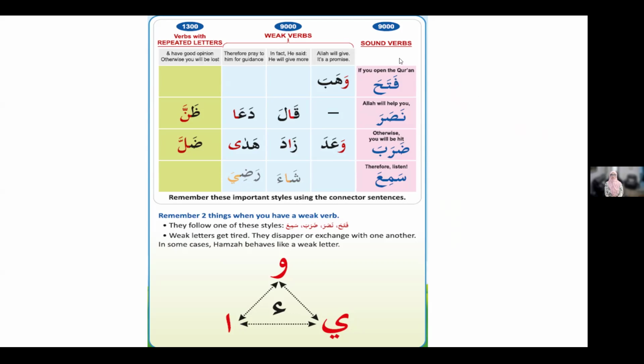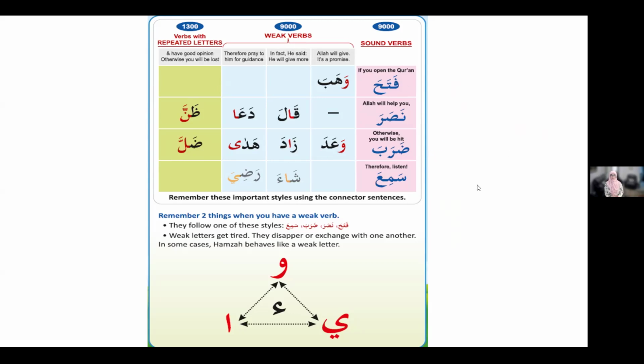So remember that sound verbs occur in the Quran on every page, like 9,000 times. Weak verbs occur in the Quran 9,000 times also. And the repeated weak verbs, the repeated letters, they occur 1,300 times. So this is really very, very important.